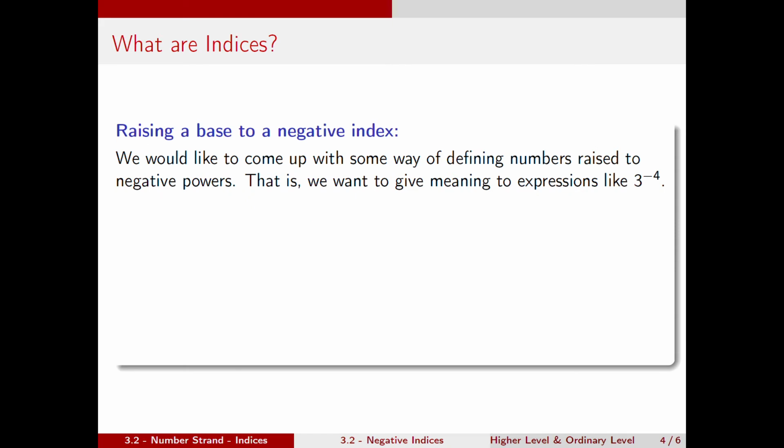And this uses scientific notation, which will be discussed in a future video. So what we would like to do is come up with some way of defining numbers raised to a negative power. That is, we want to give meaning to an expression like 3 to the power of minus 4, the same way we gave meaning to an expression like 3 to the power of 4. It would be 3 by itself 4 times.